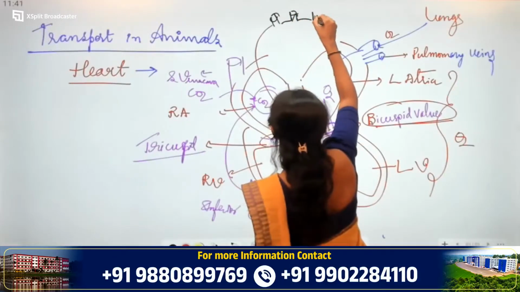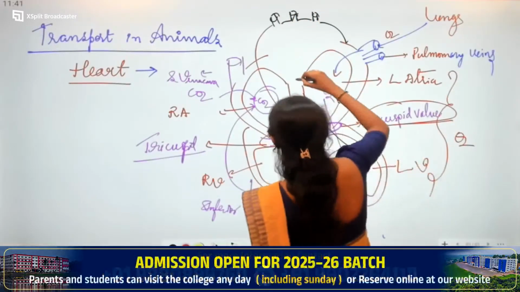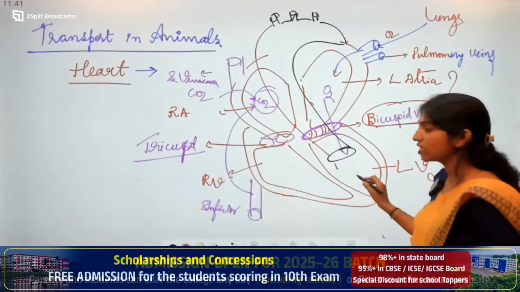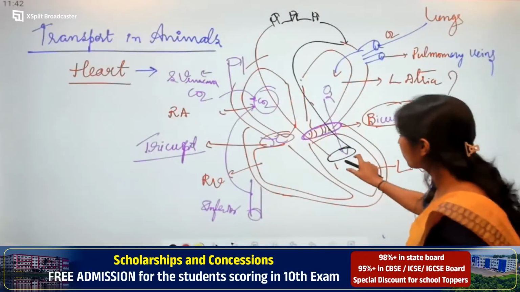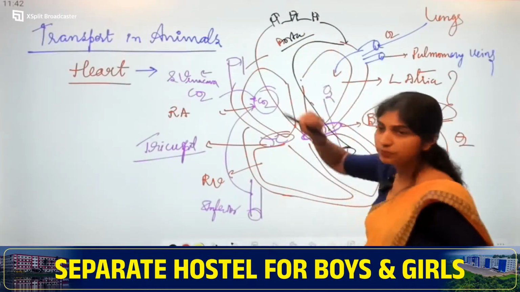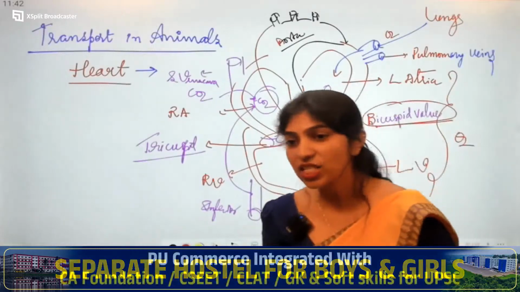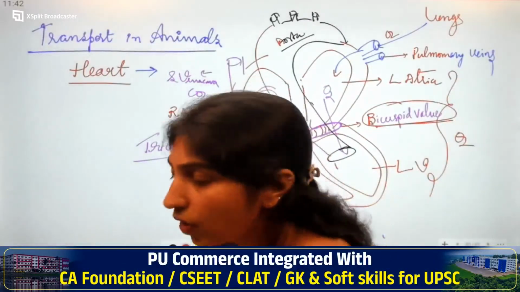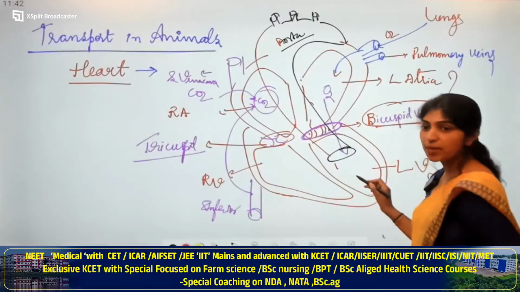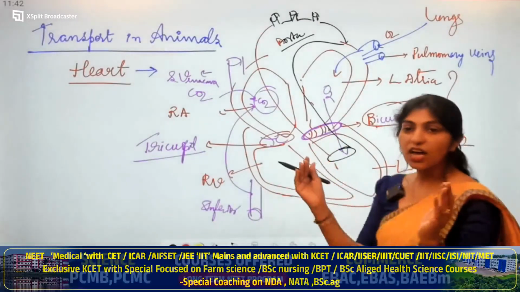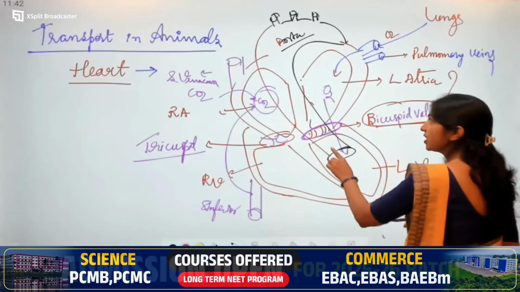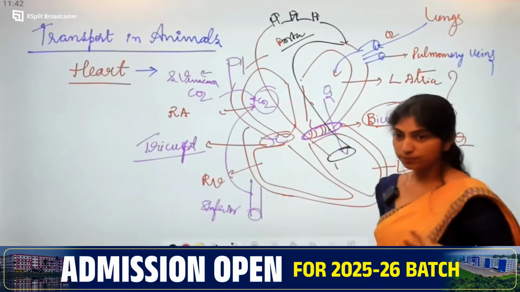What is the function of the aorta? It will carry what type of blood? Oxygenated blood. Oxygenated blood is present where? In the left ventricle. So from the left ventricle what is arising? We have the aorta. Is it clear? The aorta arises from where? From the left ventricle. So when the ventricles contract, the oxygenated blood is carried by the aorta.